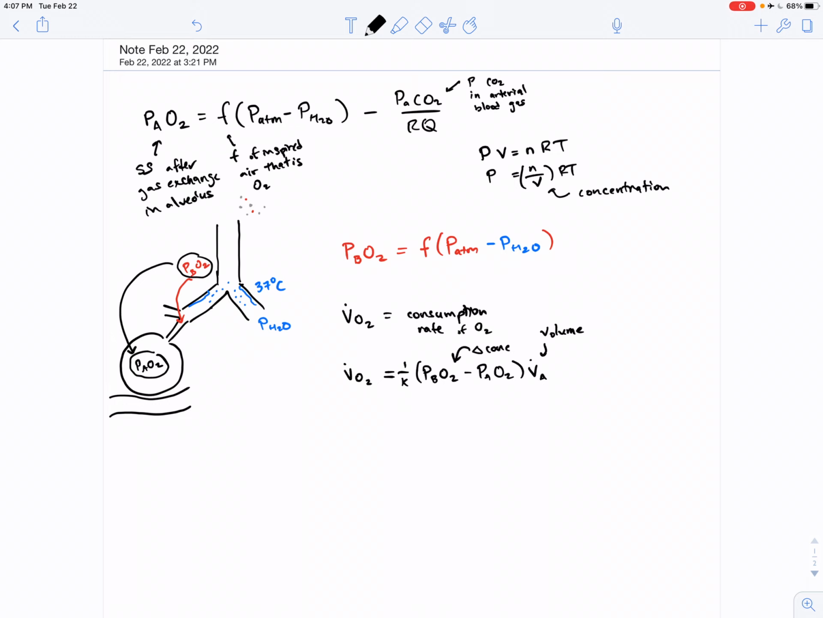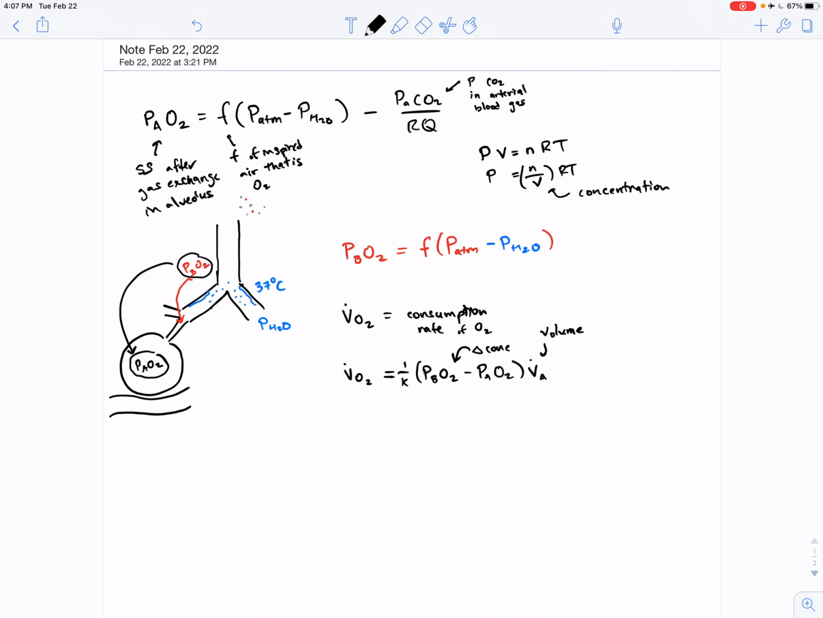Now, if we knew what the V dot O2 was and what our V dot A was, then we could solve for PaO2, right? We know our PbO2 right up here. If those quantities were measurable, then we could figure that out. But the issue is that those quantities are not particularly measurable, right? It's not easy to measure your V dot O2 and your V dot A. These ventilation rates are not that easy to measure.